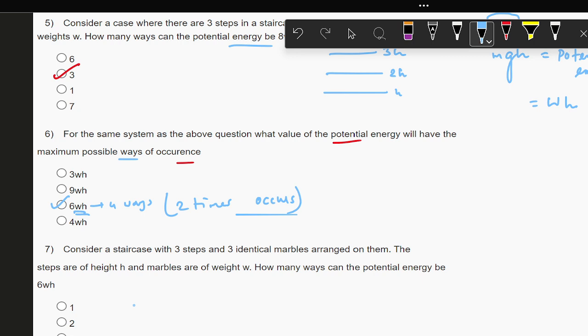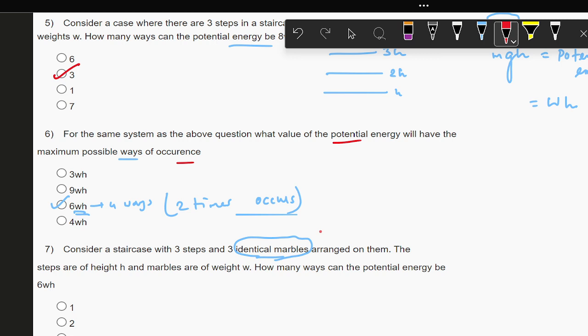So 7 is a numerical problem and 8 is again an understanding problem. Okay, so let us look at question number 7. It is asked: consider a staircase with 3 steps and 3 identical marbles arranged on them. Again a staircase problem, but just like I was telling you, instead of people, they are now telling you that they are identical marbles. So look at the difference in problem. This is a similar problem, because again 3 steps and 3 entities, but instead of different people, they are now saying that you are given 3 identical marbles.